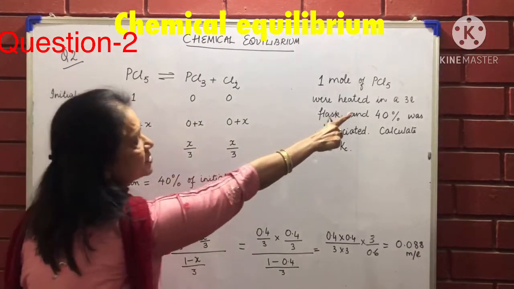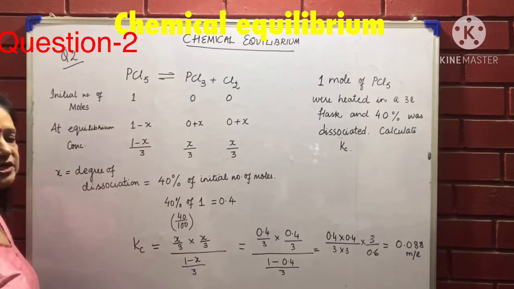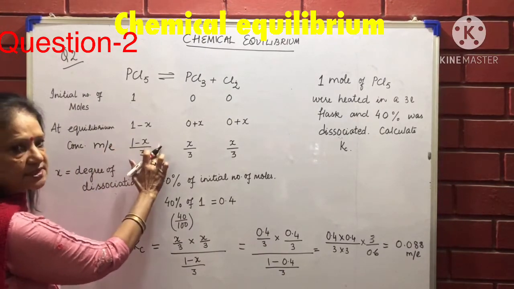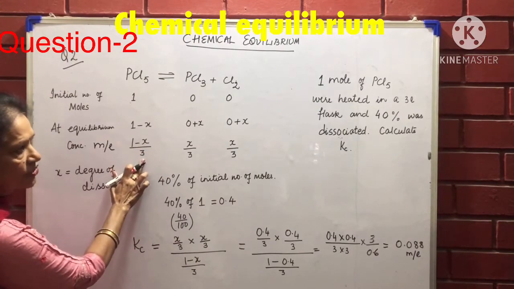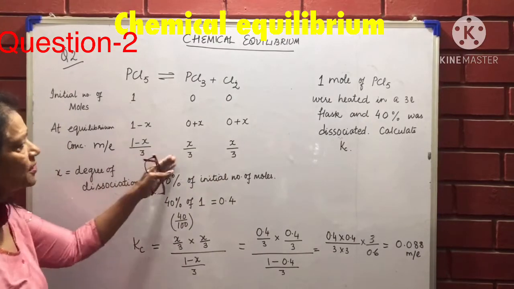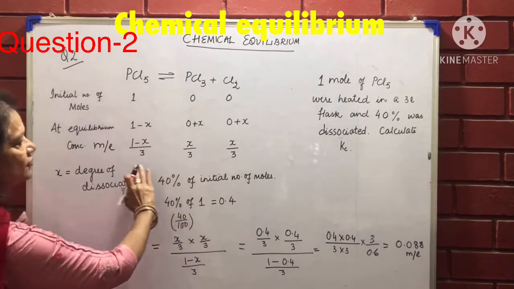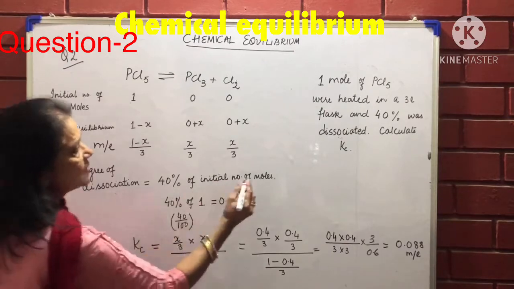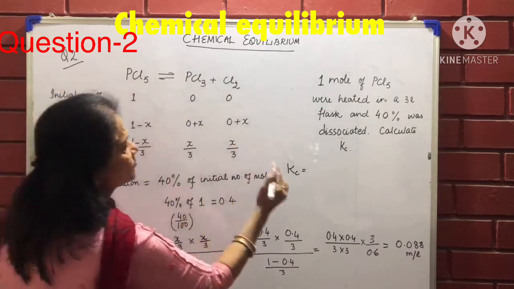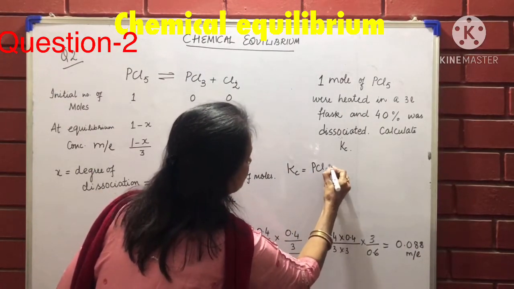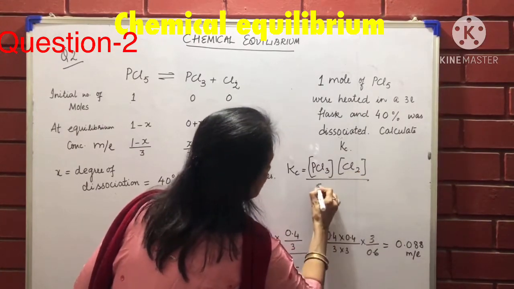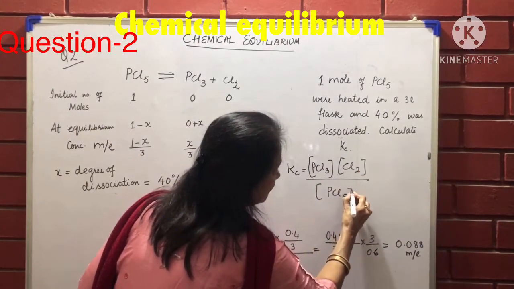And it is kept in a 3 liter flask. And concentration is always moles per liter. So you have said 1 minus X is the number of moles divided by 3 liters flask. Same here, divided by 3 liters. So moles per liter. Now after you get this, you will say Kc value is equal to this multiplied by this upon this. So I'll say Kc is PCl3 concentration multiplied by Cl2 concentration upon PCl5.